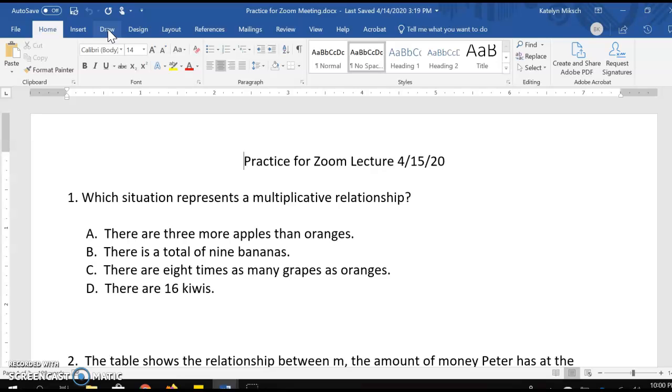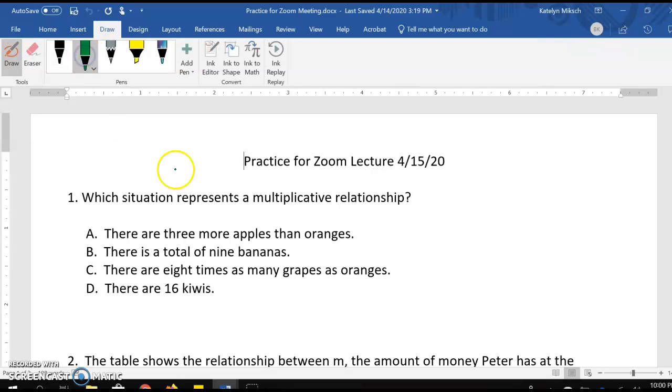So this first question is asking, which one is showing a multiplicative relationship? So I know you guys can figure that out. That's one where we're going to be multiplying a number. So if we look at these answer choices here, the first one says there are 3 more apples than oranges. Most of us would pick up on this really fast. If I'm saying give me 3 more, I'm adding 3 to the total. So that would be an additive relationship.